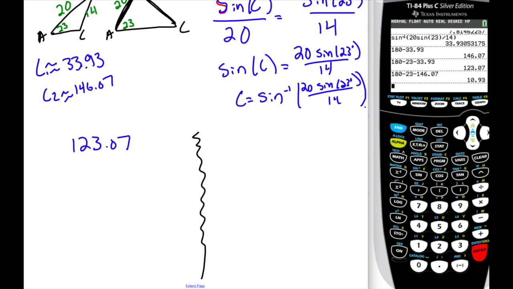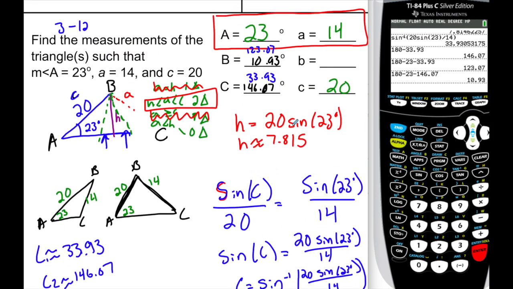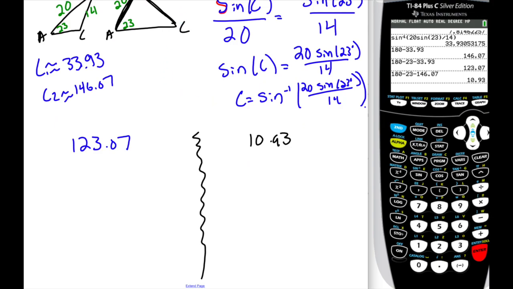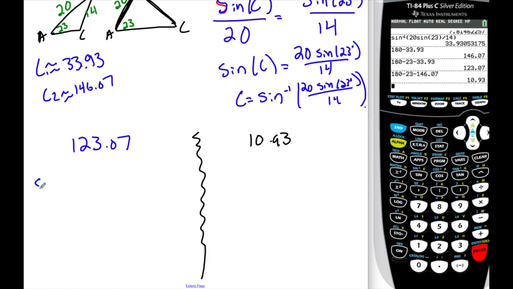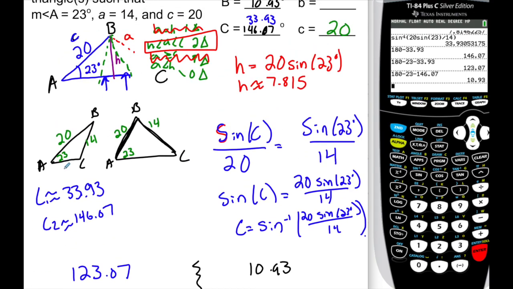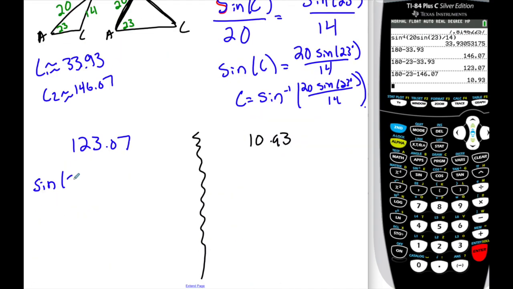Okay, and the black case is where we have 10.93. Okay, that's our b value. So we shouldn't use estimates. We're going to have to, for b, because we have no choice, but we're going to choose the sine of a. So I'm going to do sine of 23 over 14, because that's the exact value, right?